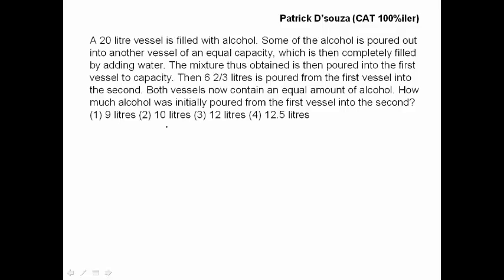So in this case, you have two vessels of 20 liters. The first vessel is filled with alcohol. The question asked is, how much alcohol was initially poured from the first vessel into the second? Let me assume that x liters has gone from first to second. So this becomes x liters and this becomes 20 minus x liters of alcohol. Now this is filled with water. So the amount of alcohol in this second mixture is x upon 20.